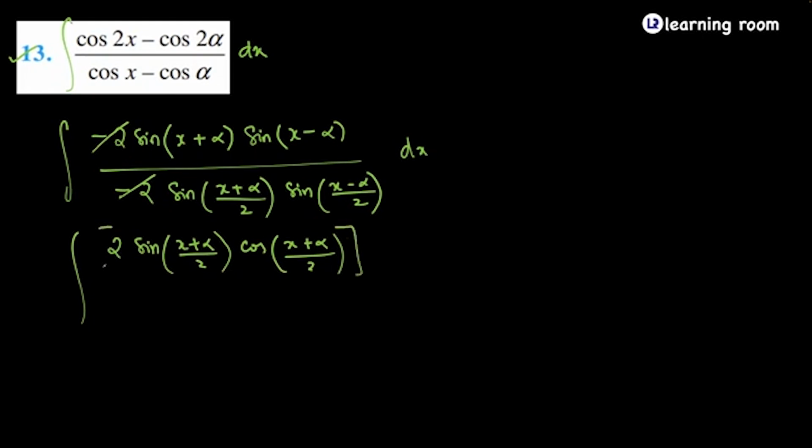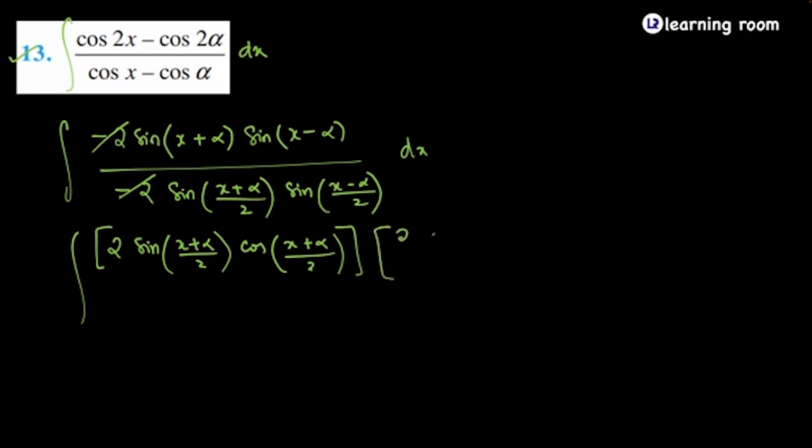See, all I'm trying to do is write the numerator in terms of the denominator so that the common terms will get cancelled. I'm trying to eliminate the denominator only. Okay, so 2 sine (x plus alpha)/2 cos (x plus alpha)/2. Similarly, tell me what am I supposed to write here?